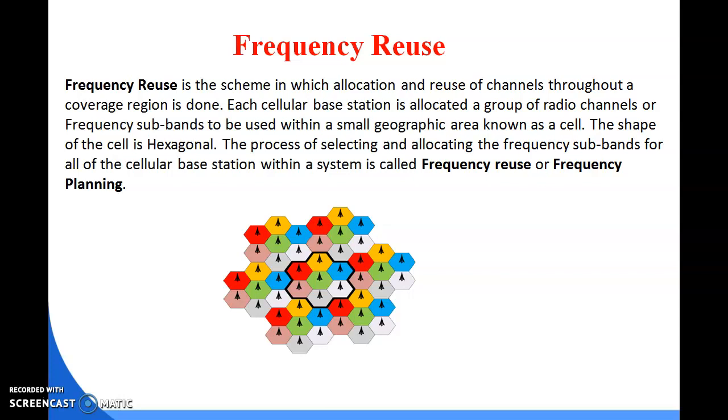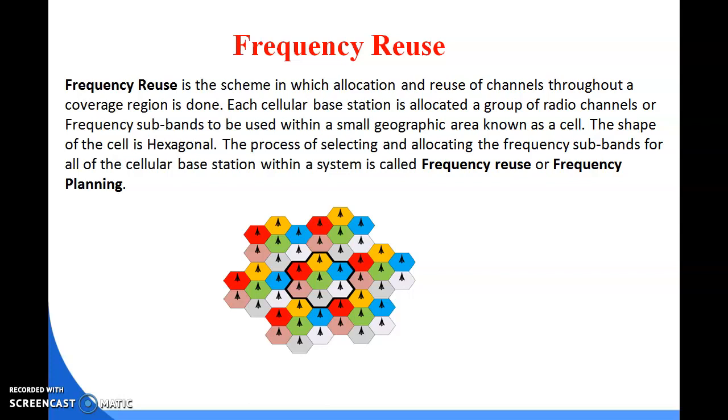Clear? So, the cells are indicated by colors. This is the red color. See, this frequency is reused here. This frequency is reused here. This frequency is reused here. The same frequency. This color also indicates the reuse of the frequencies. Clear? So this is about the frequency reuse system. Right, this is the essential feature of the mobile system, the frequency reuse concept.